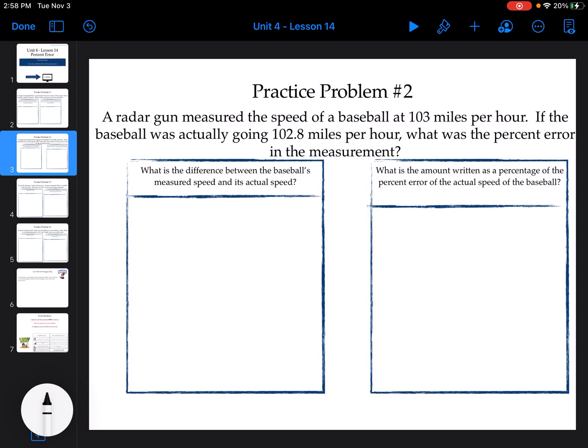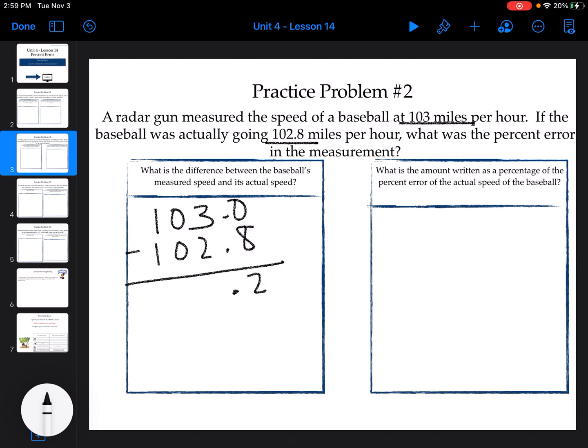All right, a radar gun measures the speed of a baseball at 103 miles per hour. If the baseball was actually going 102.8 miles per hour, what was the percent error in the measurement? So what is the difference between the baseball's measured speed and its actual speed? So 103 minus 102.8. I get 0.2 miles per hour. So then they want what is the amount written as a percentage of the actual speed of the ball.